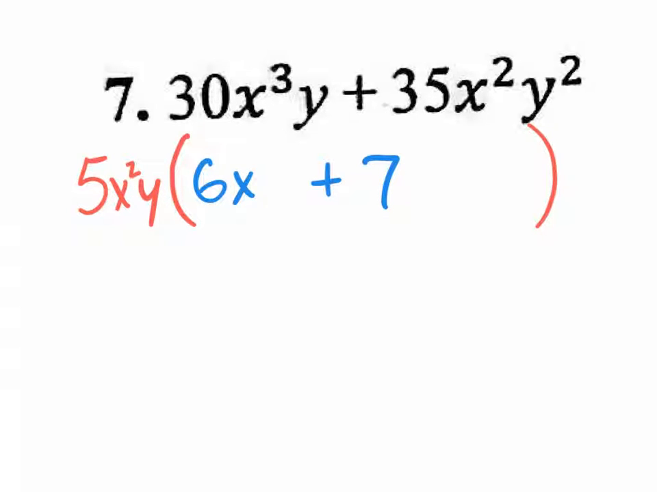7y, yeah. Because x squared times what gets you an x squared? Nothing, you don't need it. It's already x squared. How about y times what gives us a y squared? Just a y. And that's it.